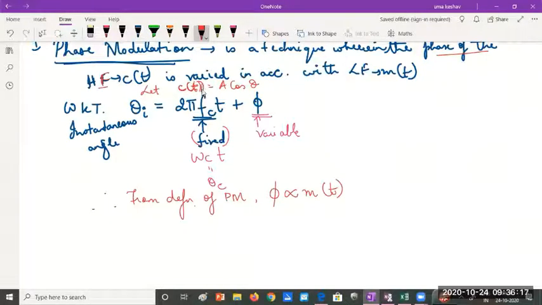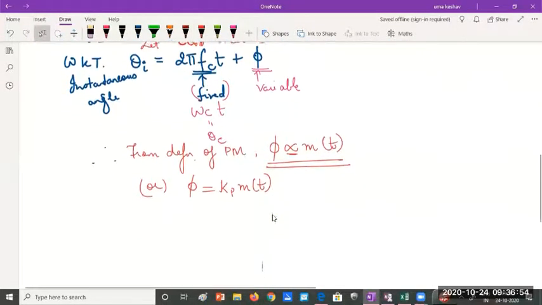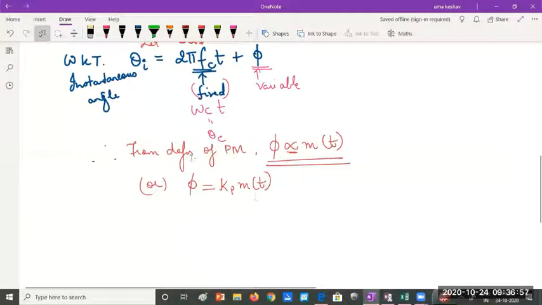Okay. So let the carrier be A cos theta, and that theta, or theta i, the instantaneous angle, is represented as 2 pi fct plus phi. And from the definition of phase modulation, we'll say phi is proportional to m of t. In other words, if I want to change this proportionality sign to an equal to sign, what should you do? You should include a constant of proportionality like this. I'll say phi is equal to kp into m of t. Hope you are following this.